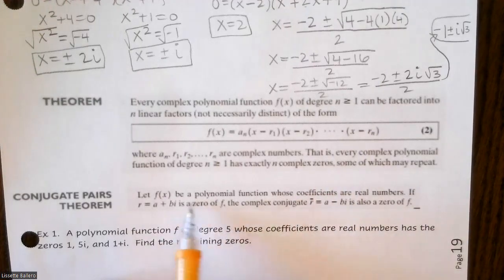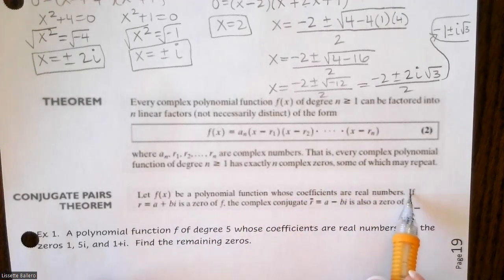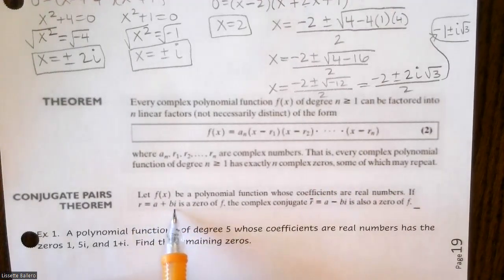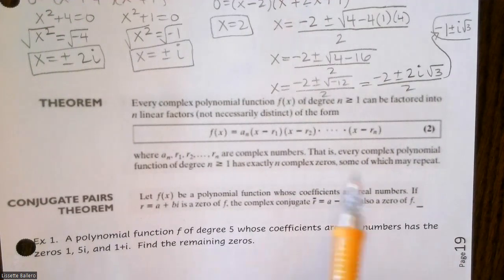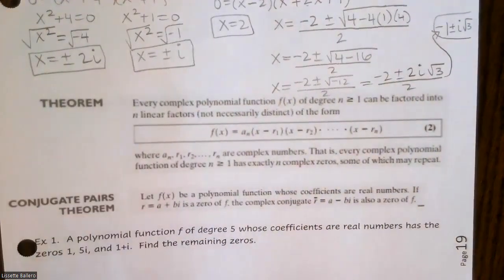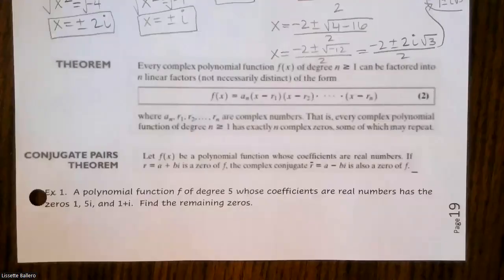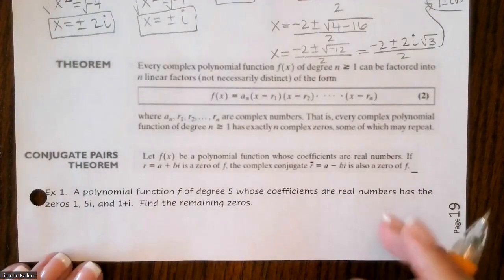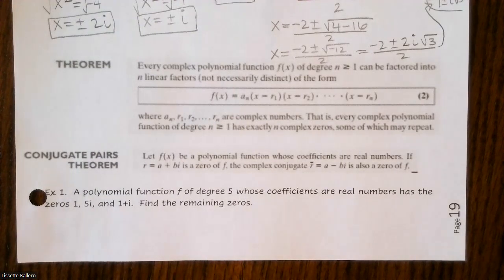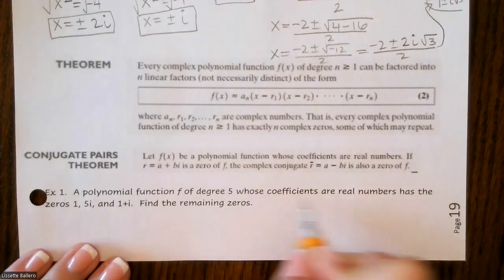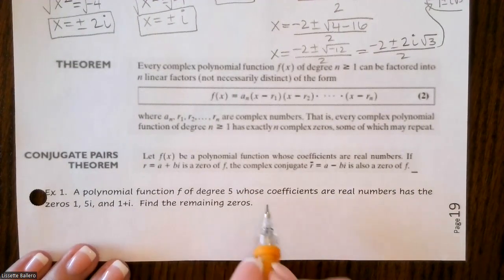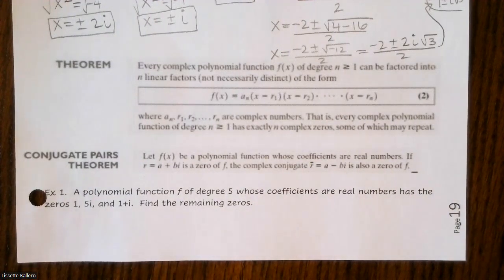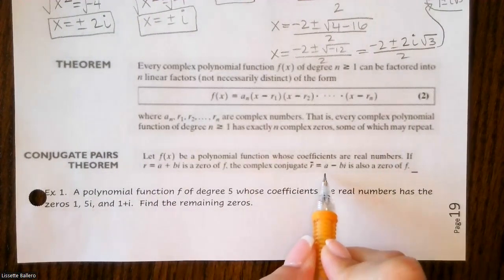It says, let f of x be a polynomial function whose coefficients are real numbers. If r equals a plus bi is a 0 of f, the complex conjugate a minus bi is also a 0. Okay, so I kind of said that earlier, and not with those technical terms. Sorry about that, guys. All right, so a polynomial function f of degree 5, whose coefficients are real numbers, has the zeros 1, 5i, and 1 plus i. Find the remaining zeros. Okay, so we said if there's an a plus bi, there is an a minus bi.